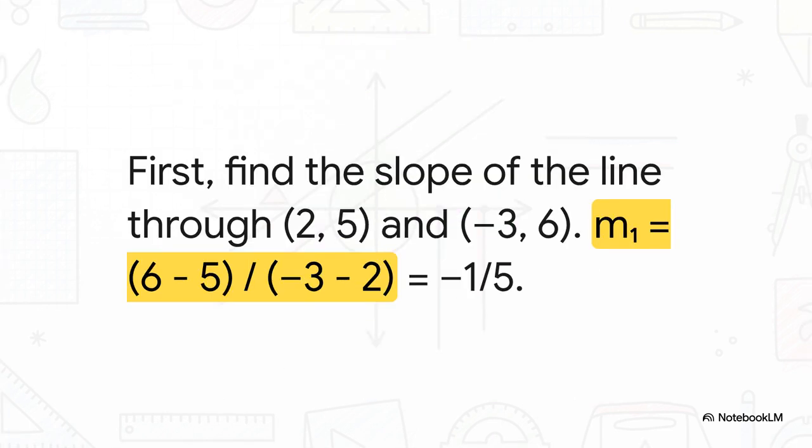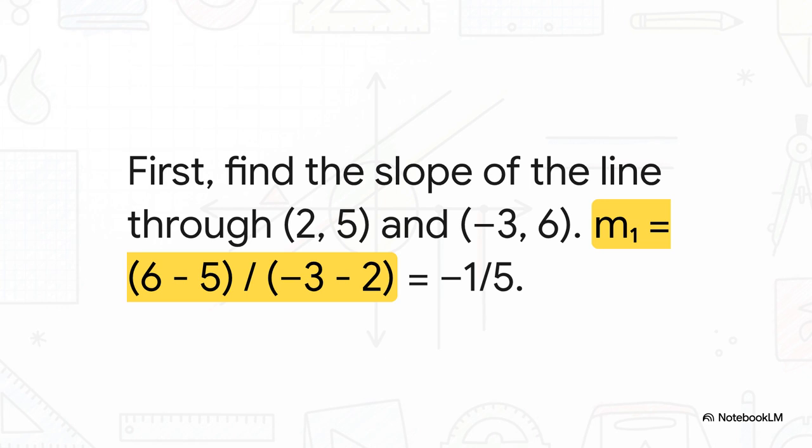All right, first things first. We need the slope, right? Let's start by finding the slope of the other line, the one they gave us 2 points for. We'll call it m1. So, using our magic formula, y2 minus y1 over x2 minus x1. That's 6 minus 5 on top and -3 minus 2 on the bottom. So that gives us 1 over -5.